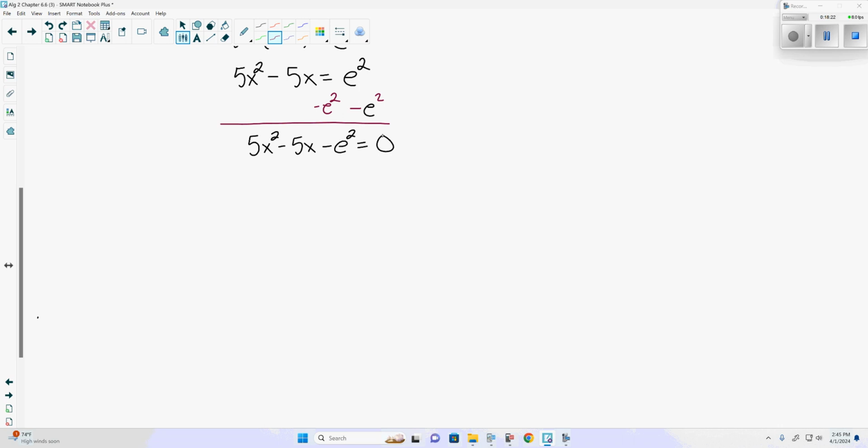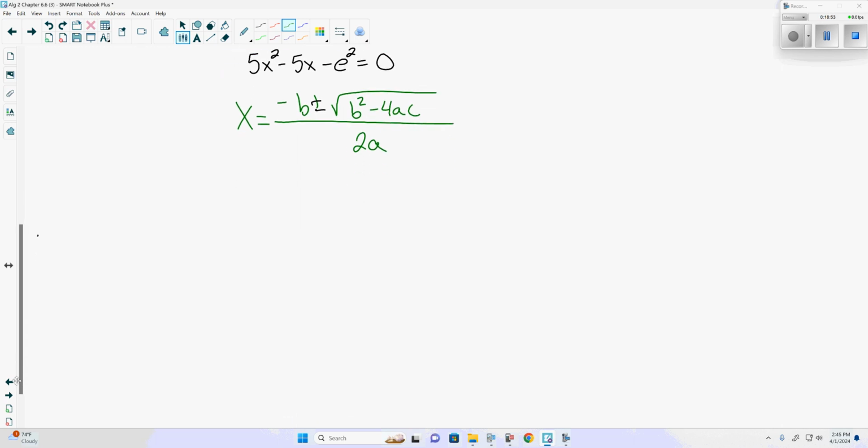Now we could try graphing this. It will cross the x-axis in two places, but they're not going to be nice numbers. Incidentally, we're not going to be able to factor it either. So the only other method that we have for solving these, besides completing the square, is the quadratic formula. We could complete the square with this, but it would not be pretty. It's going to be a little bit easier to use the quadratic formula.